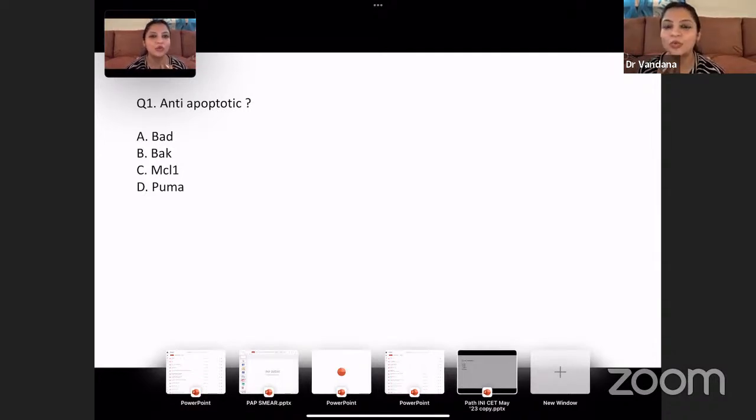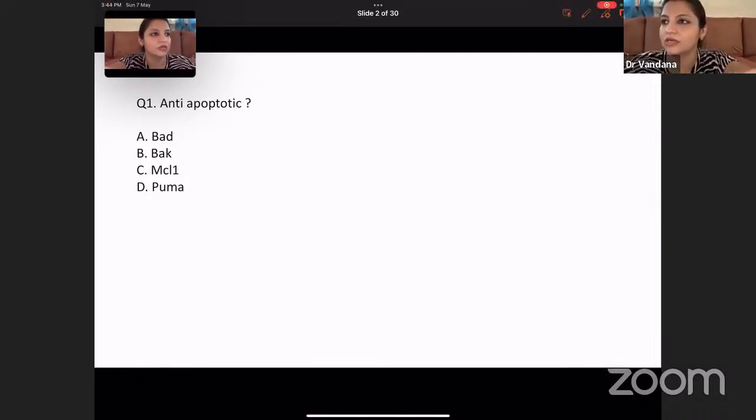So let's go to question number 1 on the screen. Which was the anti-apoptotic marker? Quick, guys. All of you know that BAD and PUMA are the sensors, so they are pro-apoptotic. BAX channel is a pro-apoptotic channel, so definitely MCL1 and BCL2 are anti-apoptotic molecules. So the answer to this question was pretty simple here. That is MCL1.